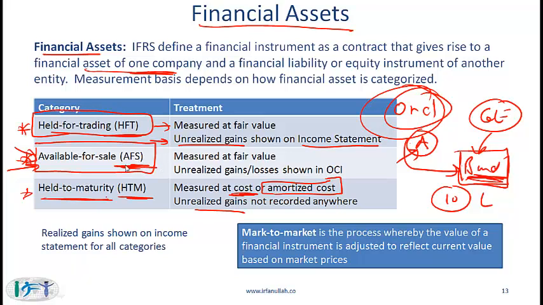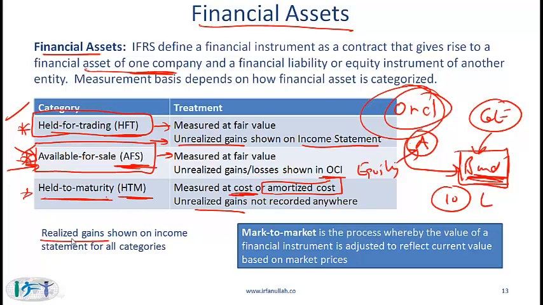If a bond or a financial asset is classified as AFS, then on the balance sheet it is measured at fair value. Any unrealized gains or losses are shown in other comprehensive income. This is a part of equity. If the instrument is sold and we have realized gains, then those realized gains are shown on the income statement for all categories. All categories being held for trading, AFS, and HTM.